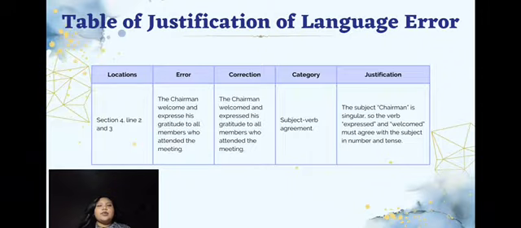Next, let's discuss language errors. I noticed a few recurring issues that could be improved to make this document more polished and professional. The first issue that the writer had made is the subject-verb agreement. For example, the subject chairman is singular, so the verbs express and welcome must be spelled with an ed at the back, as they must agree with the subject in number and tense. Wrong subject-verb agreement can cause misinformation of the content, as well as decrease the document's professionalism.